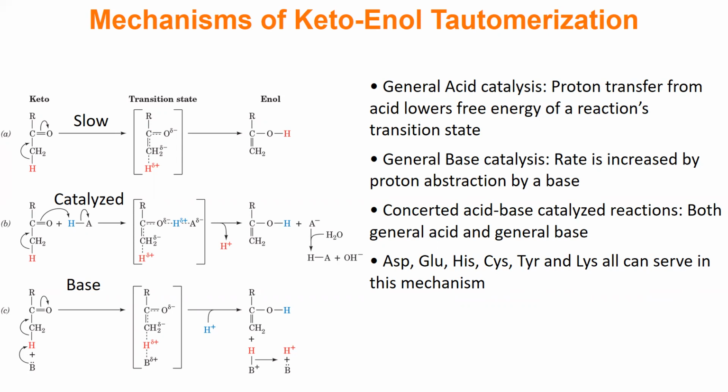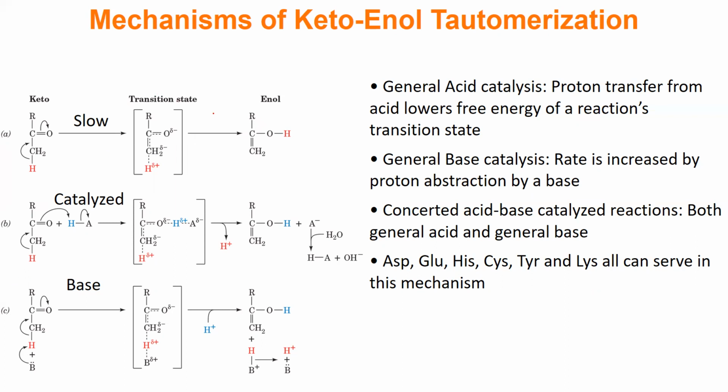So here we're looking at a keto-enol tautomerization. We're taking our keto here on the left and making an enol group. And our transition state here is we're halfway forming a double bond between the CH2 and breaking this double bond between the carbonyl group here.